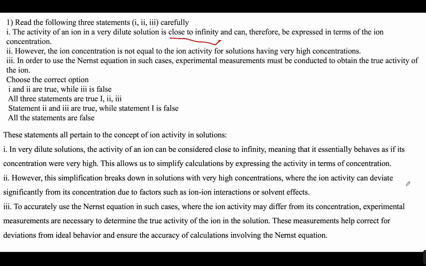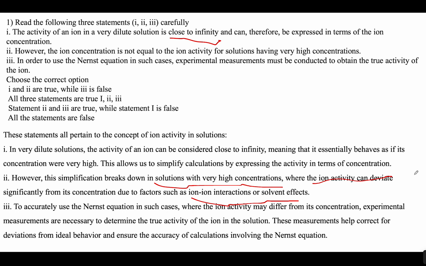However, this simplification breaks down in a solution with very high concentration. The ion activity can deviate significantly from its concentration due to factors such as ion-ion interaction or solvent effects. So that means when the solution has a very high concentration, the ion activity can deviate from its concentration because of various factors such as ion-ion interaction or solvent effects.